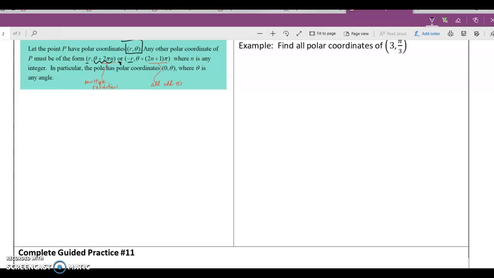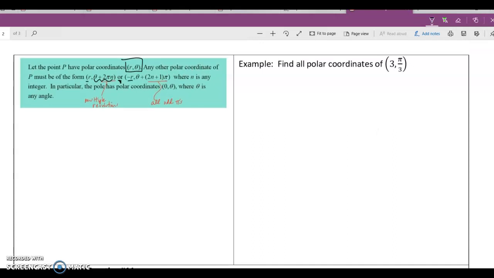It'll make more sense. So working on this example here, we want to find all polar coordinates of the point 3 comma pi over 3. So we're going to call this point P, and I'm going to draw it over here. On our axis system, we know that we are going out to pi over 3, so it's going to be somewhere around here, and then 1, 2, 3. So this is our point P.